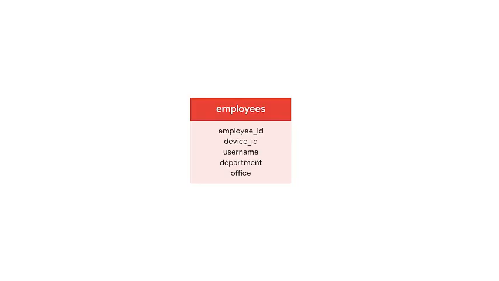Let's learn more about what makes a relational database. We'll start by examining an individual table in a larger database of organizational information. Each table contains fields of information. For example, in this table on employees, these would include fields like employee ID, device ID, and username. These are the columns of the tables.